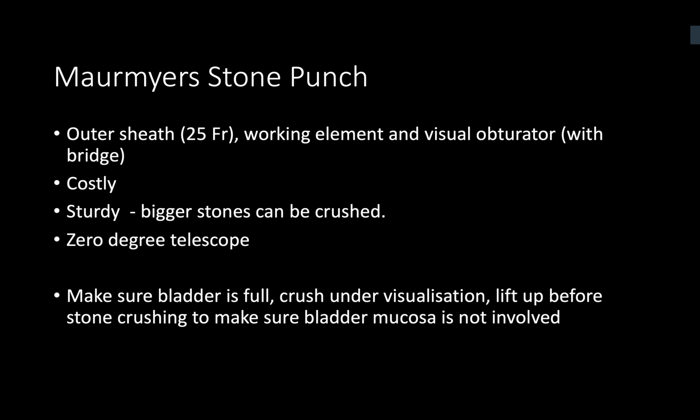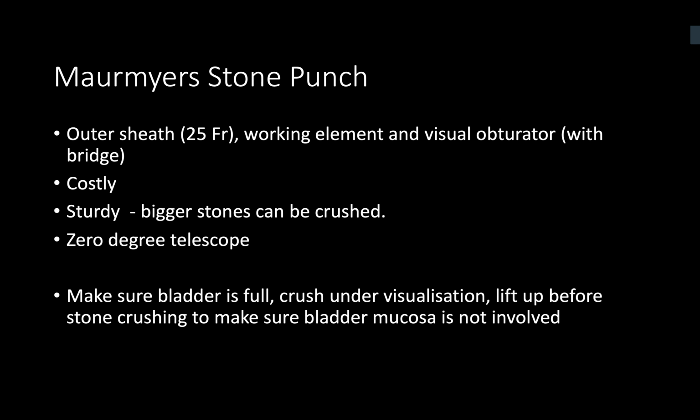Okay, are you talking about the stone punch? Yes. So it is called Maurmayer's stone punch. It has an outer sheath, as you said, of 25 French. It comes with its own visual obturator. How do we differentiate? It is more elliptical in cross section compared to the standard one, which is more circular, and it has its own working element. That's why it is costly, because it comes in a package.